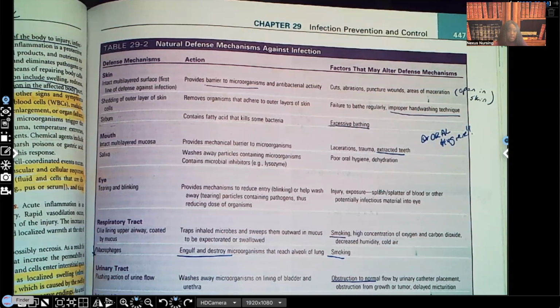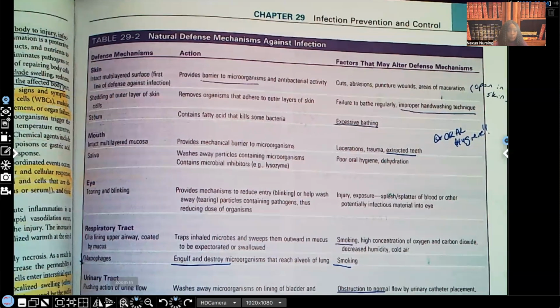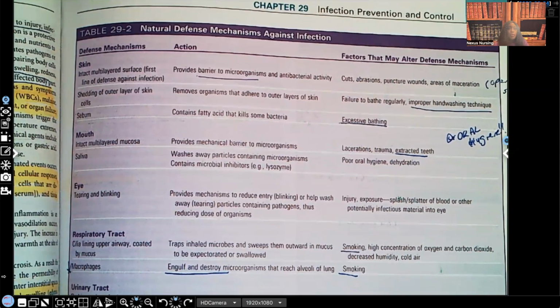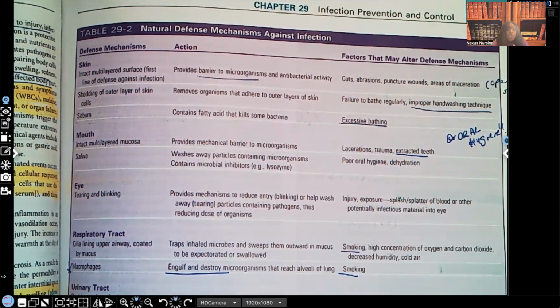Let's start with the skin. Let me make this a little bit bigger for you. So, the action of the skin. Why is the skin so important? The skin is your first line of defense. It is the barrier to microorganisms, and that's why it's so important for the skin to remain intact. Why do you think patients who are, for example, burn victims, one of the things we are most concerned about is infection? Because their first line of defense is gone.